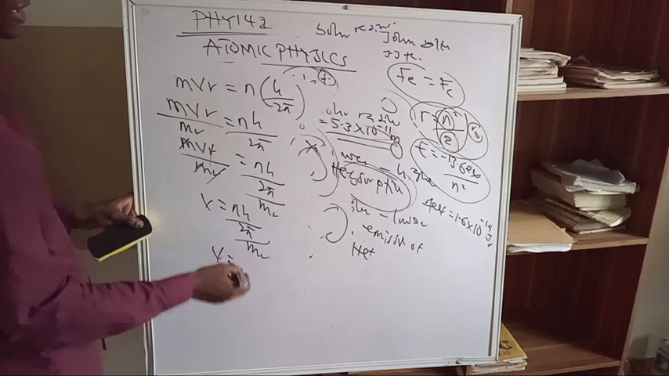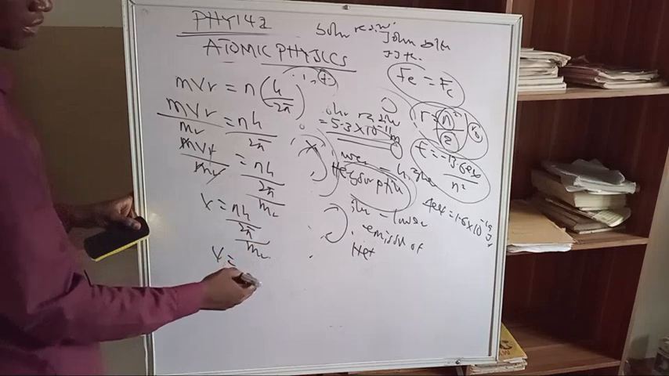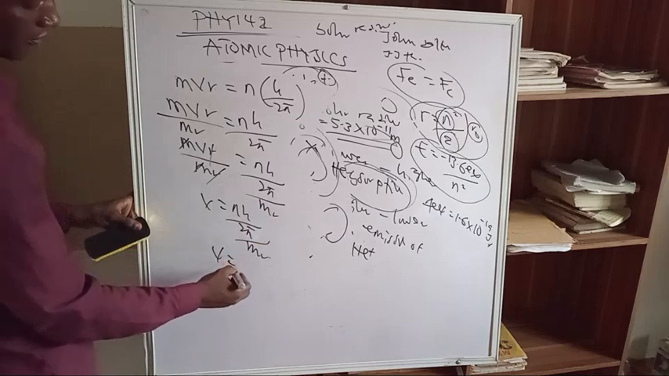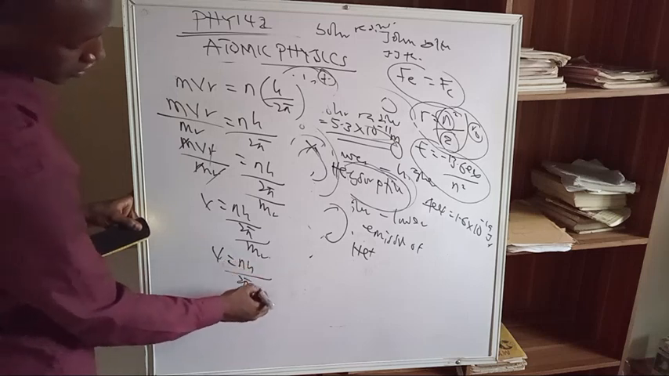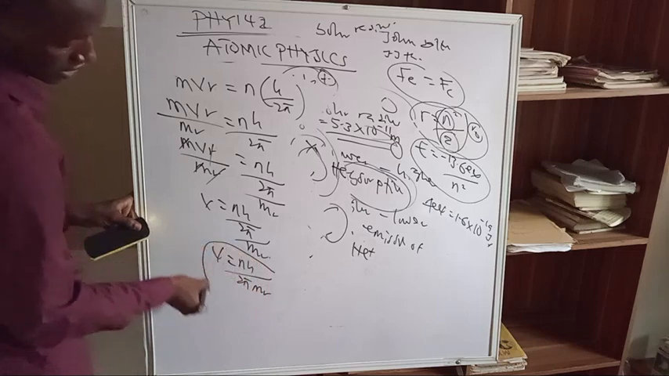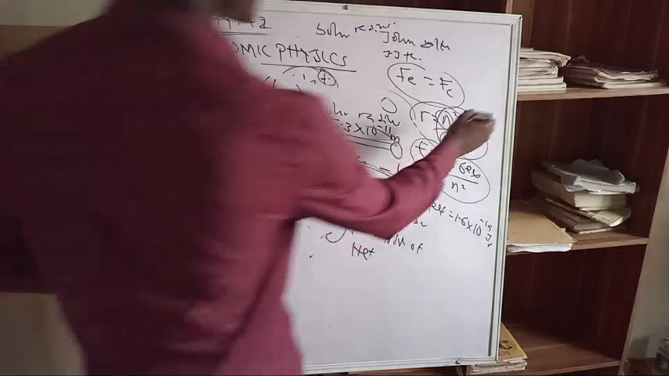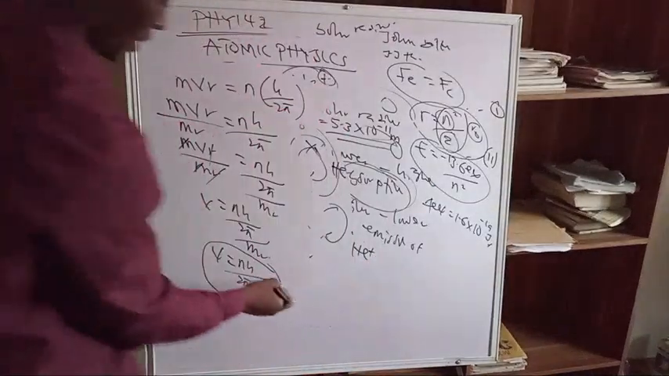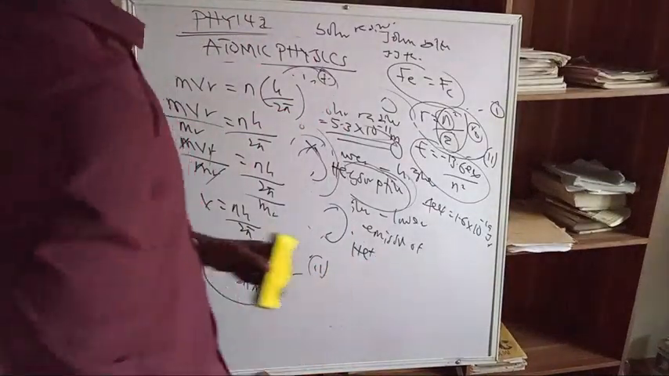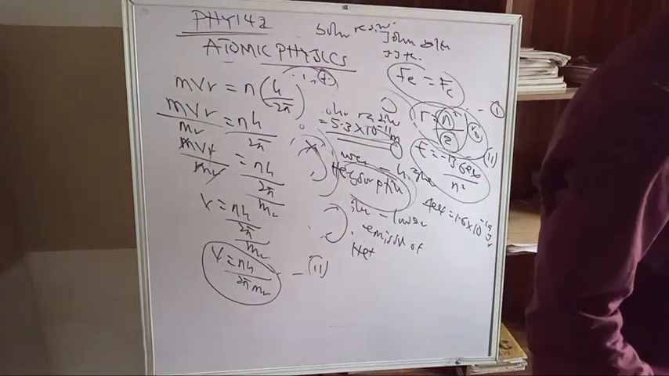Then 2 pi will go down, so at the end we have v is equal to nh over 2 pi mr. If you have to determine the speed of an electron, that's what you use to determine the speed. So this is for the radius of an atom, this is the energy of an atom, and this one is the speed of an electron. So take note of that if you are asked to calculate any of those things.